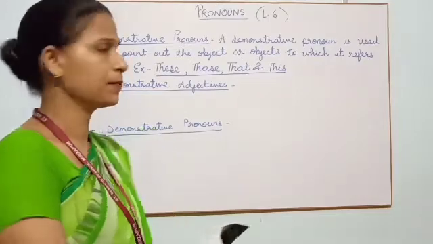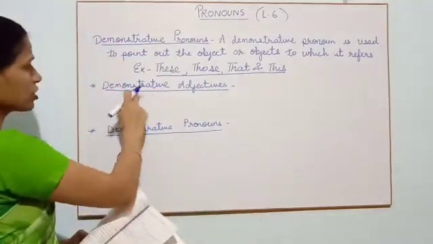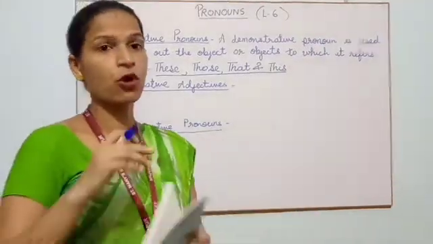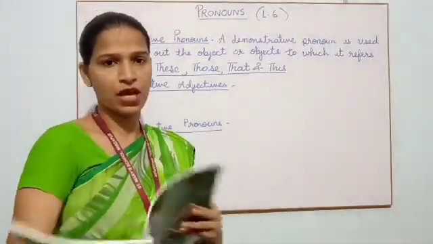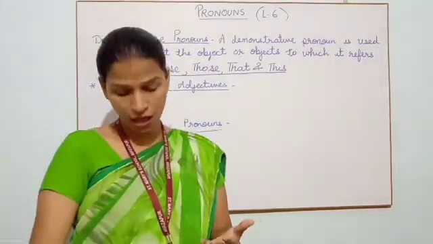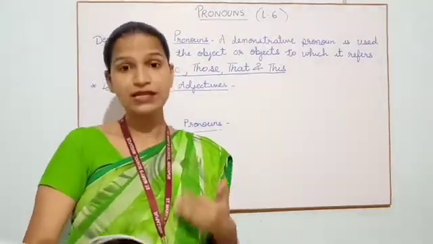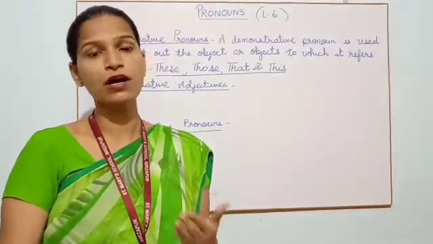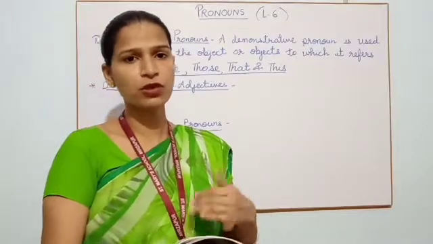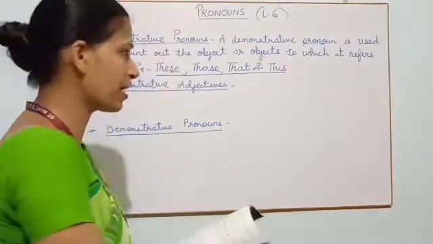This we will see. Demonstrative adjectives, children, they modify the noun. They do not take the place of a noun, but they modify the noun, and it always comes before the noun. You will always find them coming before the noun. One example I will write.